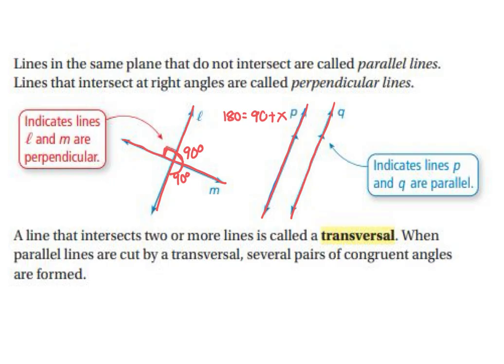And a line that intersects two or more lines is called a transversal. When a parallel line is cut by a transversal, several pairs of congruent angles are formed. Here's two parallel lines. A transversal cuts them, and you end up having congruent angles. So for example, this angle is congruent to that angle. This angle is congruent to that angle, and so on.